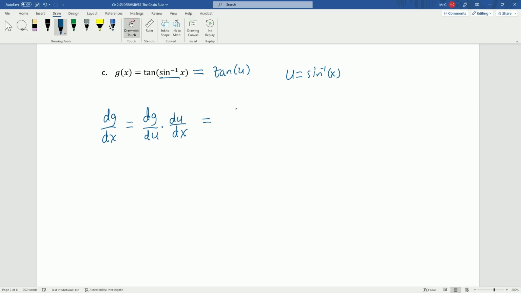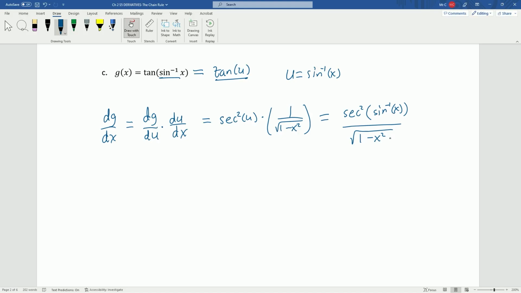So, all right, let's go dg/du. That's tangent of u, take the derivative, secant squared of u, times du/dx. Well, that's 1 over the square root of 1 minus x squared. So this is secant squared of sine inverse of x divided by the square root of 1 minus x squared.